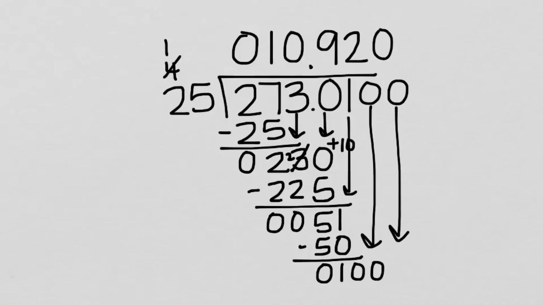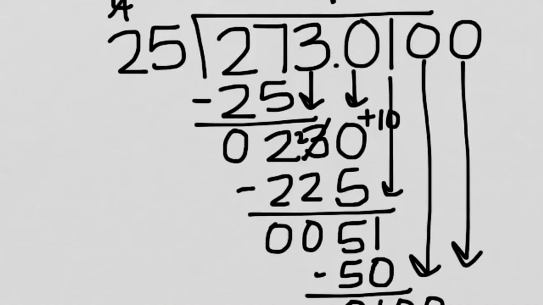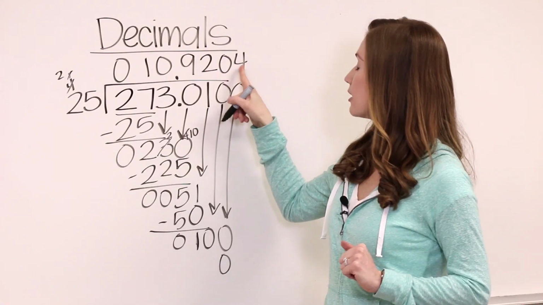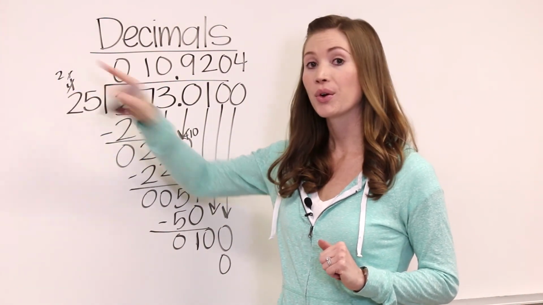Can 25 go into 100? 4 times. 4 times 5 is 20. We write the 0, carry the 2. 4 times 2 is 8, plus 2 is 10.